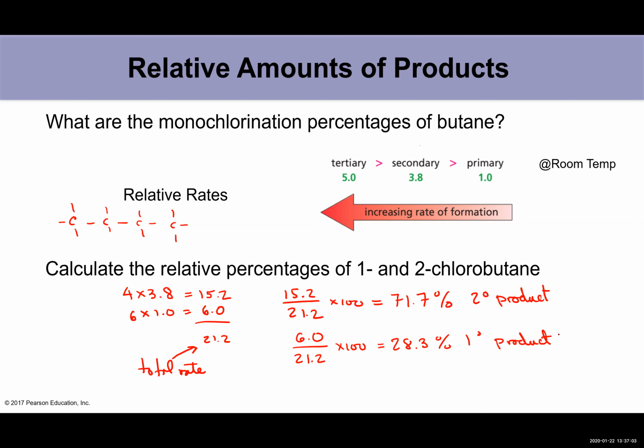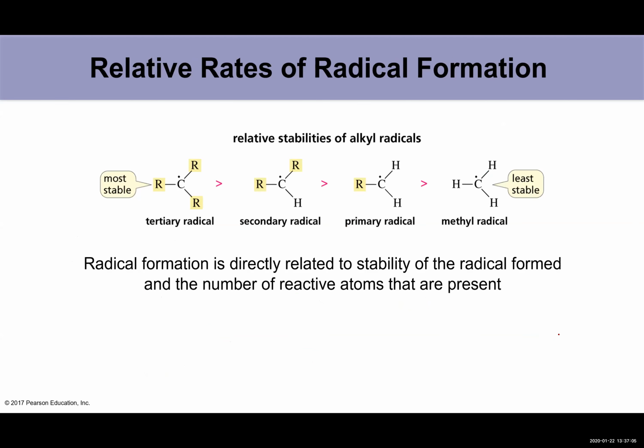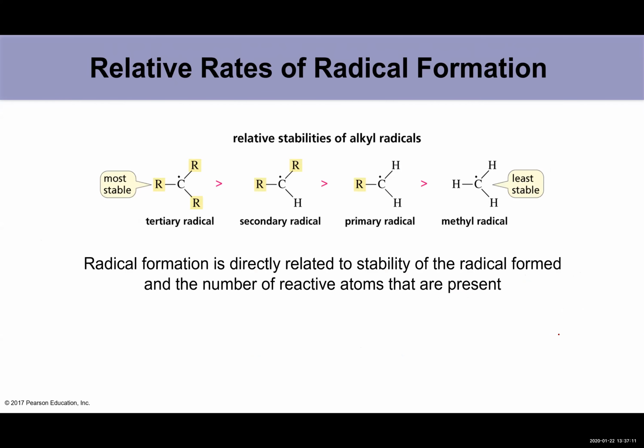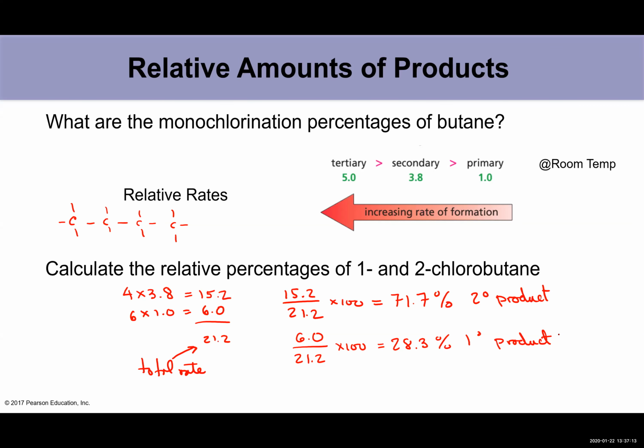What was the actual data? Here. Yeah, 71 and 29. So it's pretty close. So this is based off relative stabilities of the radicals that are formed, and how fast the reactions are going as a result of it. Okay. Now, questions on this? Pretty straightforward calculation.